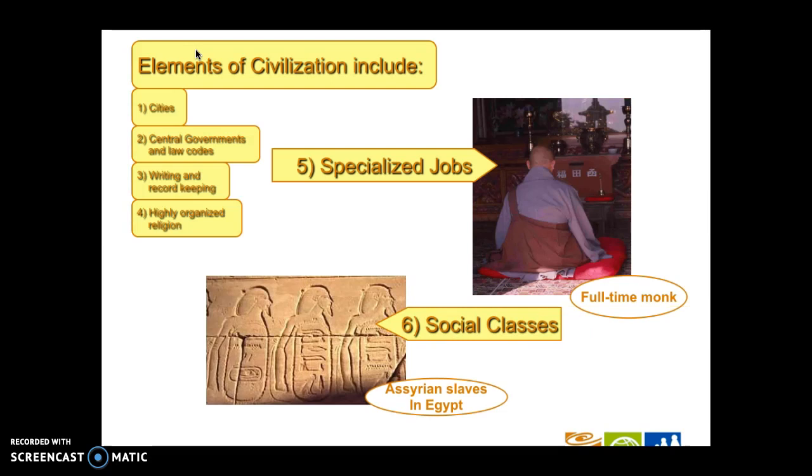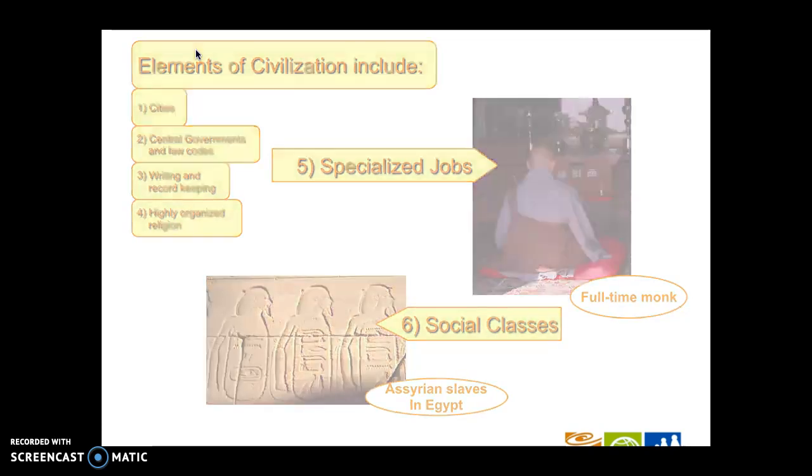This is entirely new. When we're hunters and gatherers, there are no social classes. Everybody's on equal footing here. But that's going to change as soon as we develop civilization.